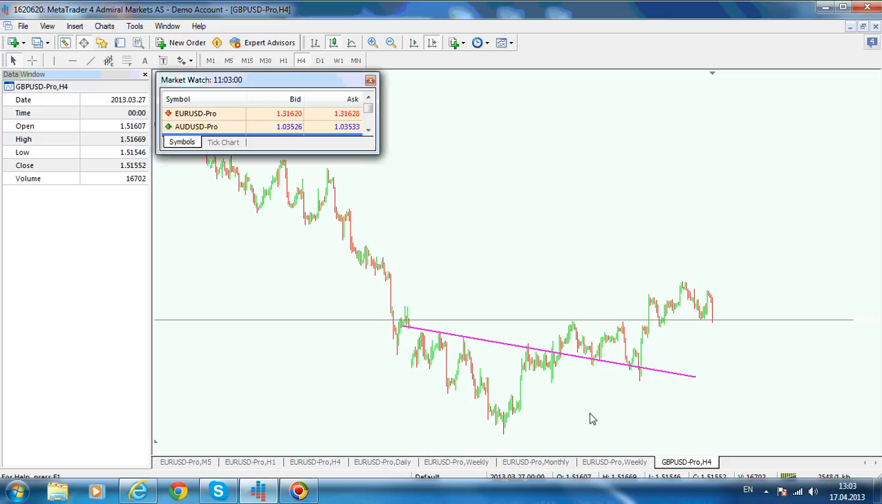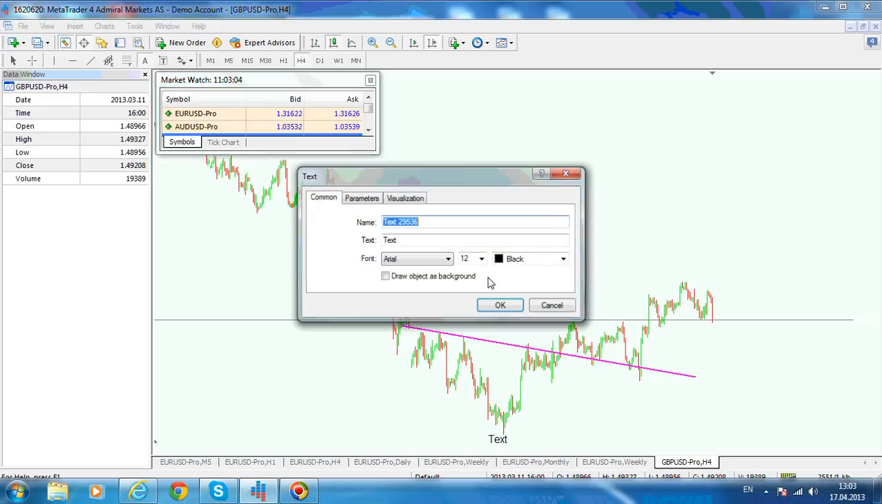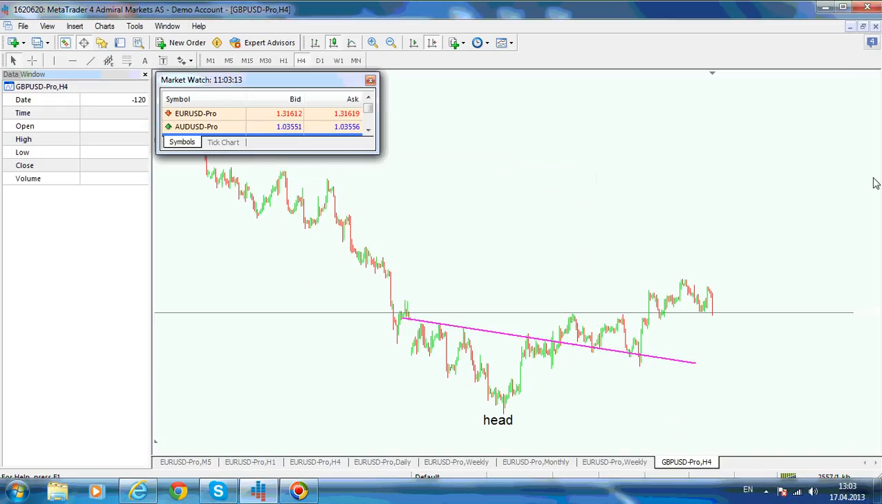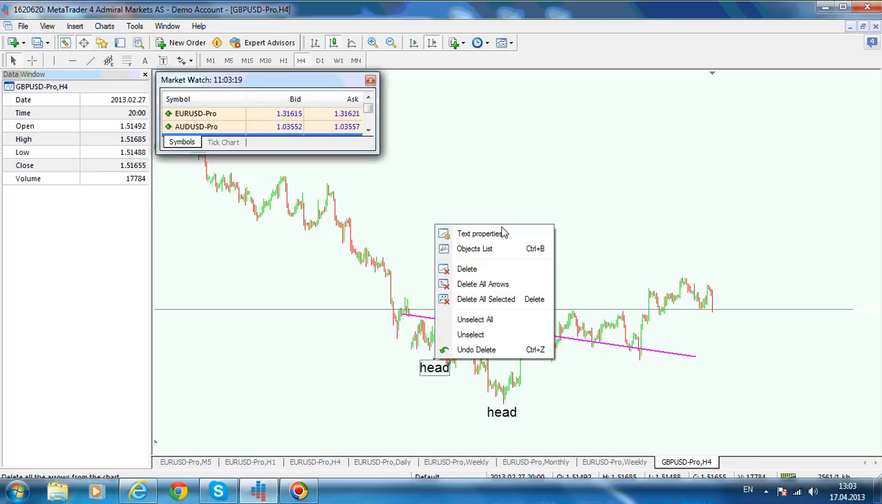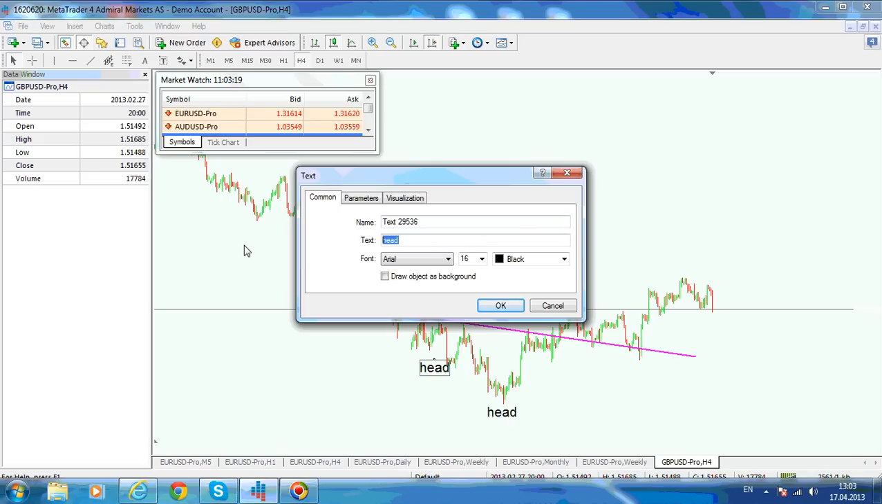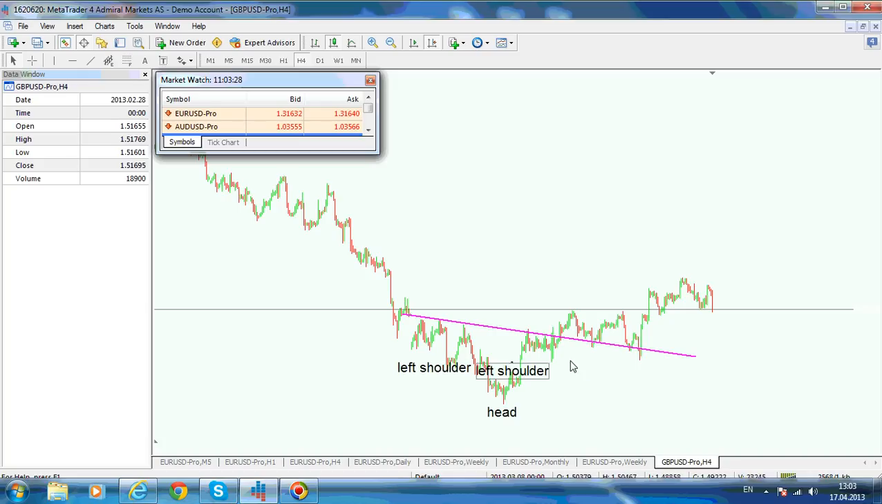head and shoulder, and an inverse head and shoulder is characterized by having a head. The head usually is the spike. So head, this is the head. Let's make it of a higher degree so that we know what we are talking about. So this is a head. Then it has a left shoulder. And of course it has a right shoulder.